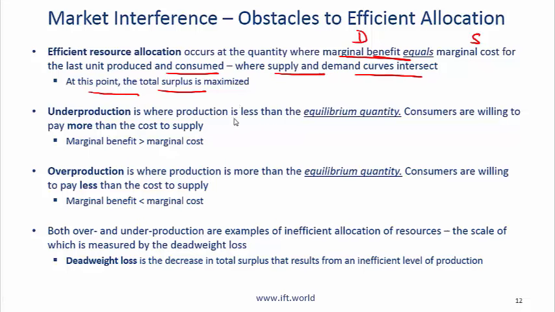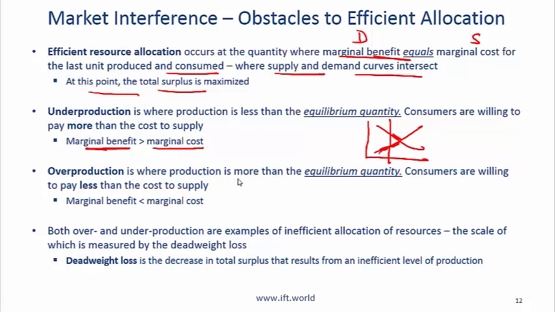Underproduction is when production is less than the equilibrium quantity. So if we look at the picture that we just saw, if the production is less than equilibrium, then we have underproduction. Consumers are willing to pay more than the cost to supply. So in this region, consumers are willing to pay more than the cost. In this case, the marginal benefit, which is represented by the demand curve, is greater than the marginal cost, which is represented by the supply curve.